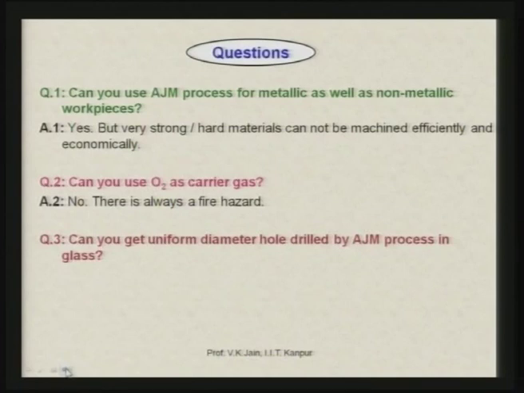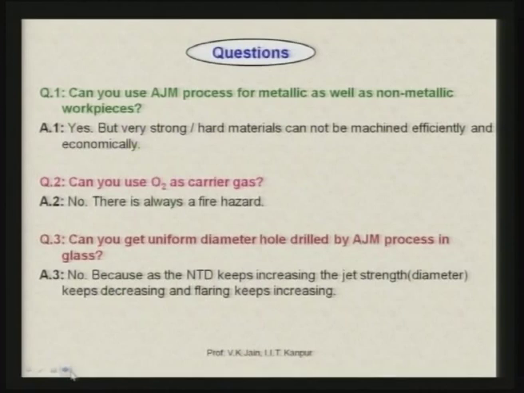Can you get uniform diameter of the hole drilled by the AJM process in glass? No, because as the nozzle tip distance keeps increasing, the jet strength keeps decreasing and flaring keeps increasing. So, the diameter or the cross section of the cavity that is forming will keep increasing. The diameter will definitely keep increasing as the nozzle tip distance increases.